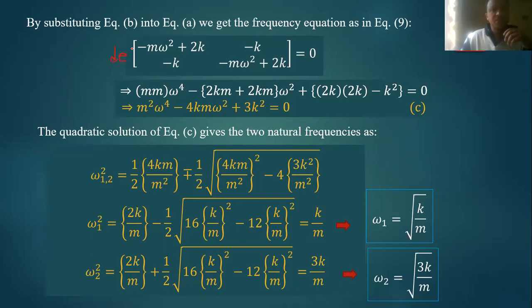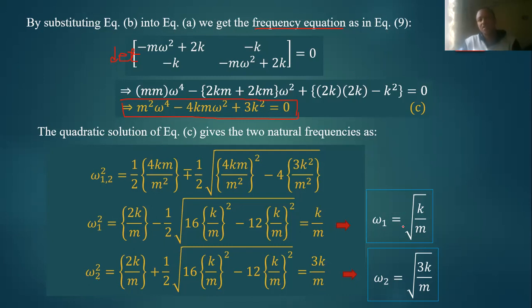So the determinant of this equation is equal to 0, which means we can find the characteristic frequency equation. So our frequency equation is this one. This is the frequency equation of this system. And then the quadratic roots of this frequency equation are this equation. So finally, solving this quadratic equation, we can get omega 1 square is equal to k over m, and omega 2 square is equal to 3k over m.